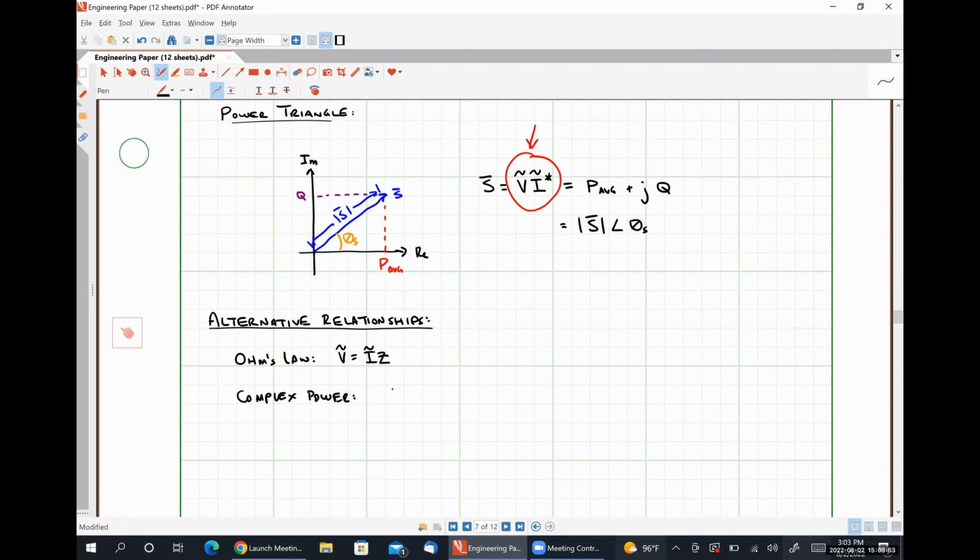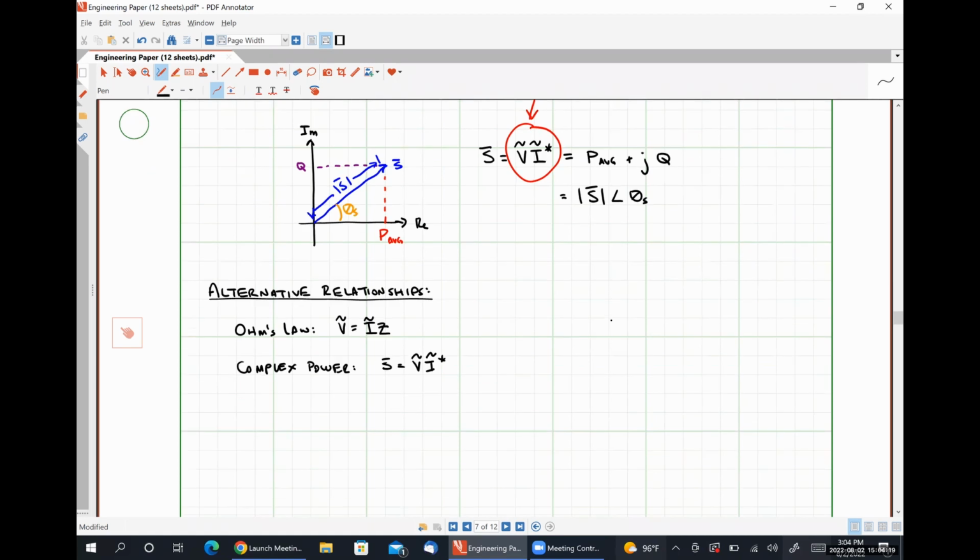Now, our complex power relationship is simply S is equal to V times I conjugate. Well, we can put these relationships together to figure out ways to calculate the complex power if we only know the voltage across our network of interest or only know the current flowing through our network of interest.